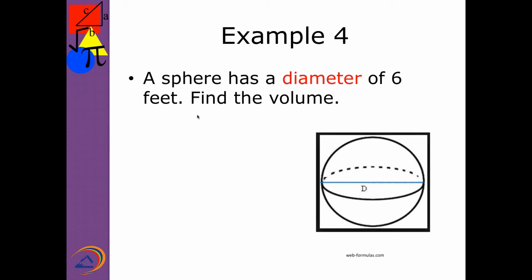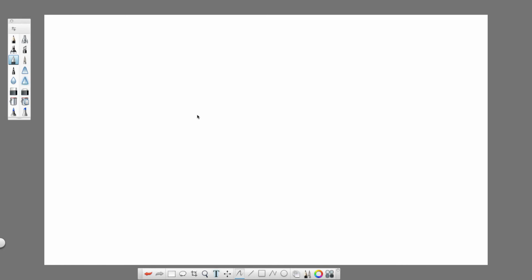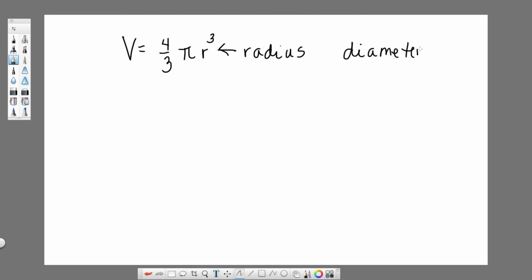Welcome back. Let's go to our slate. And notice in our formula, the formula says the volume is 4/3 pi r cubed. So I need to know the radius. What they gave me in the problem was that the diameter was 6, and let's get the right units, it was 6 feet. So what I need to do is divide it by 2. 6 divided by 2 is 3. There we go. There's 3 feet. That's what I need to use in the problem.